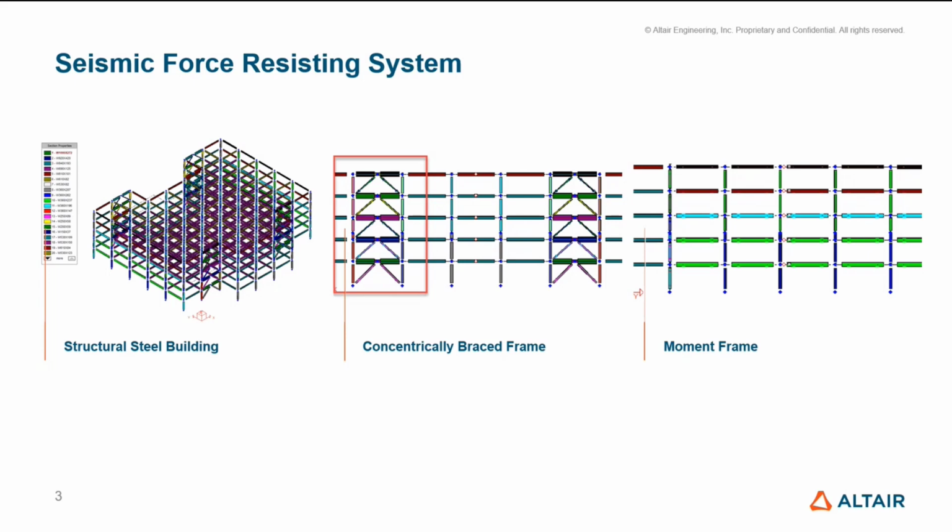And in the north-south direction, 2 frames on the perimeter of the structure have been designed as SFRS. This type of frame is called a moment frame, as shown on the right here, where the connections between the beams and the columns are designed such that moments can be transferred between the 2 components.